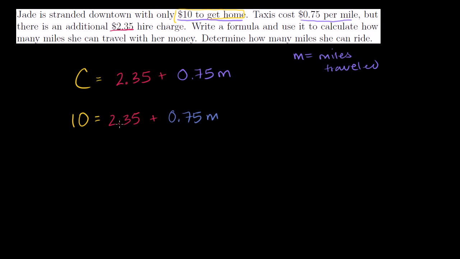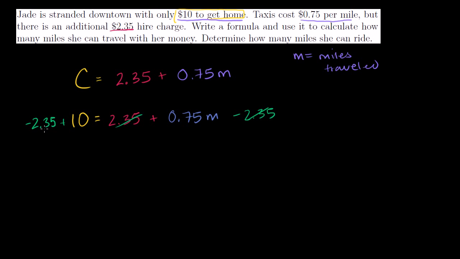We can get rid of the 2.35 on this right-hand side by subtracting that amount from both sides of this equation. So let's do that. Let's subtract 2.35 from both sides. These will cancel out. That was the point. The left-hand side is 10 minus 2.35. Now, these will cancel out. Now, what is 10 minus 2.35?